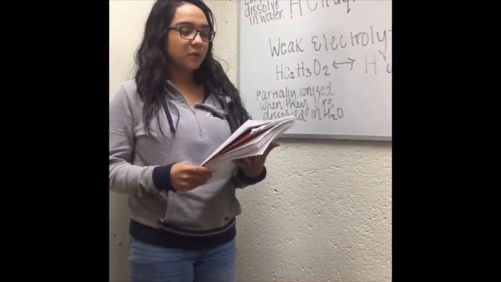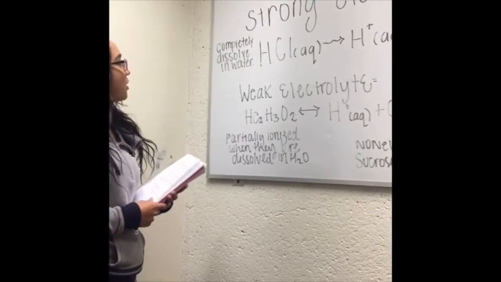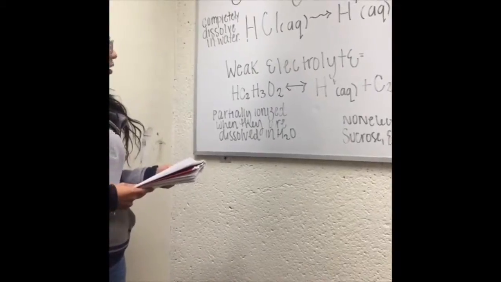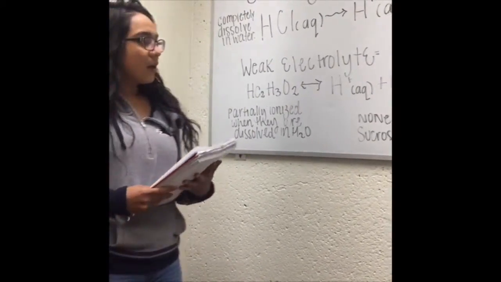Chapter 4 is about chemical reactions and the complex part that water plays in aqueous chemistry. To start off, I want to explain the differences between strong electrolytes, weak electrolytes, and non-electrolytes. Strong electrolytes usually completely dissolve in water. Weak electrolytes partially ionize when they are dissolved in water, and non-electrolytes do not dissociate at all.